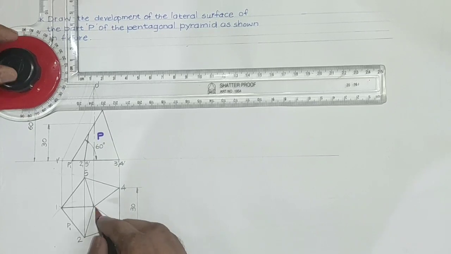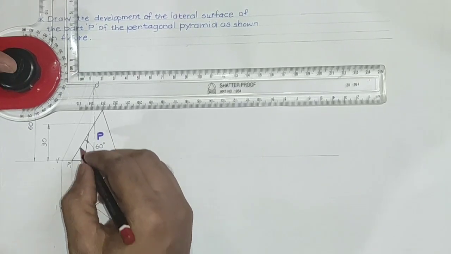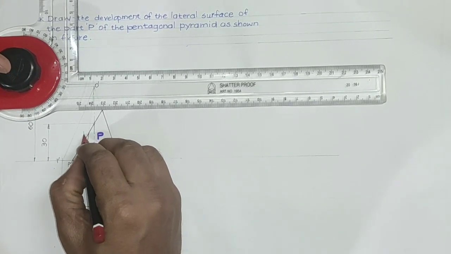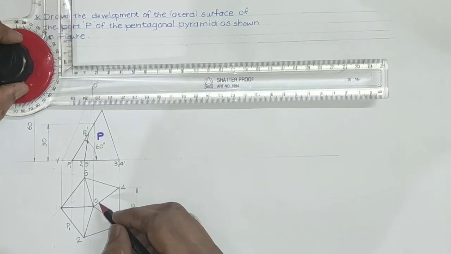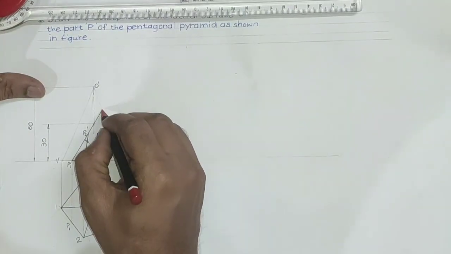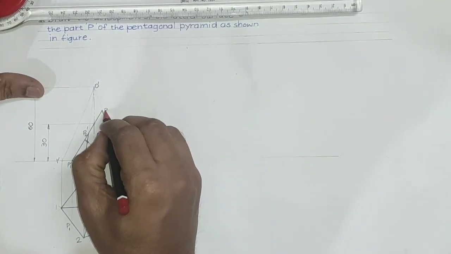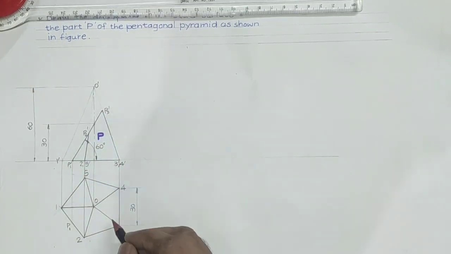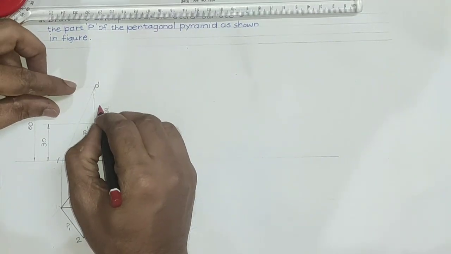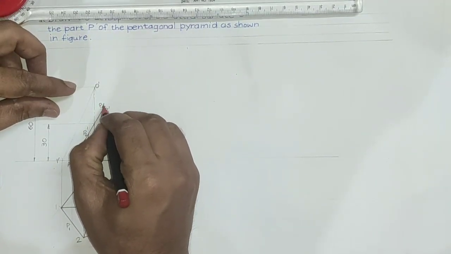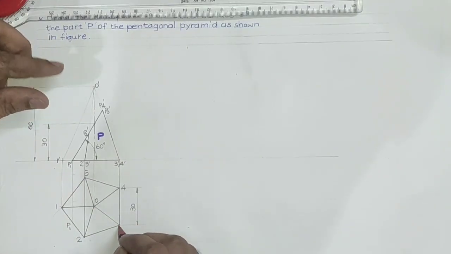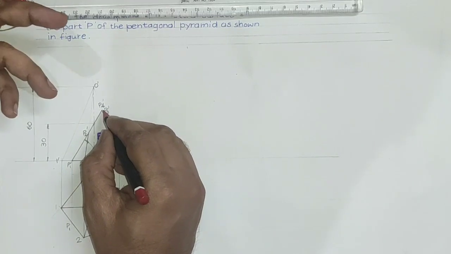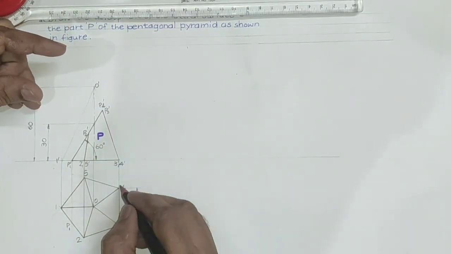The second point is on slant edge O2, P2 dash. Third point is on slant edge O3, P3 dash. There will be one more coinciding point, P4 dash with P3 dash, which is the cutting point on slant edge O4.